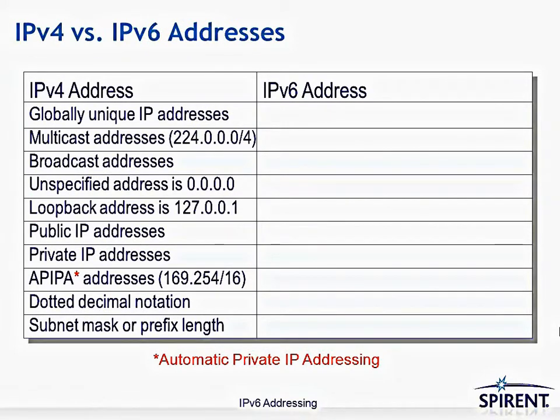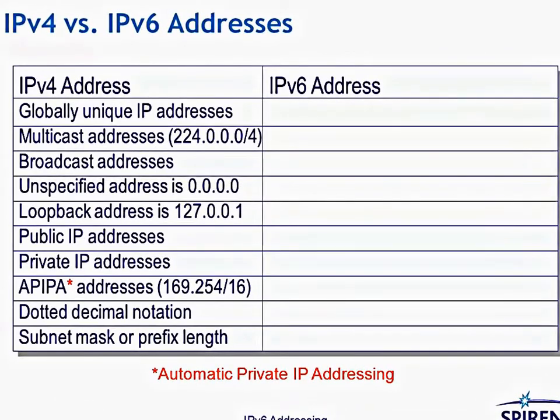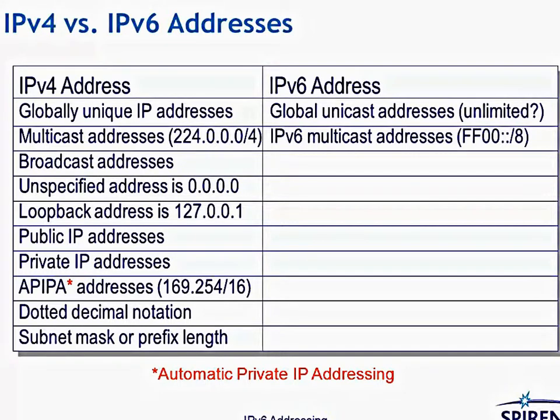This slide I'm going to build out on the right-hand side to map the corresponding IPv6 address to the existing IPv4 address type. So starting with the top item, global unique IP addresses in IPv4 are referred to as global unicast addresses in IPv6, whereas in IPv6, they're virtually unlimited. Multicast addresses that started with 224.0.0.0/4 with IPv4 are FF00::/8 with IPv6.